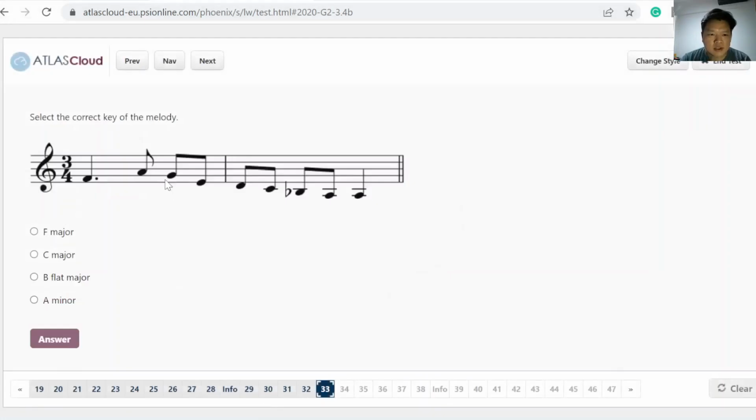Next one, select the key here over here. There's only one B flat, right? Which major got B flat? F major, because C major got nothing. B flat major got 2 flat, B flat, E flat. A minor is a C major, but got a 7 on G sharp. Alright, so your answer is F major.